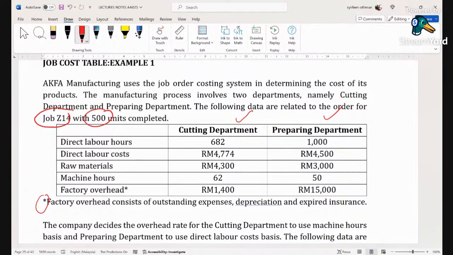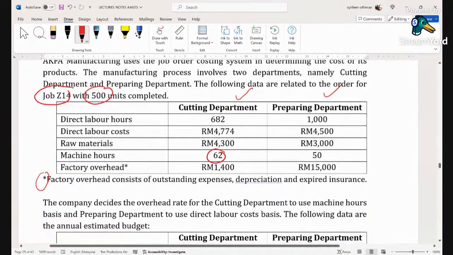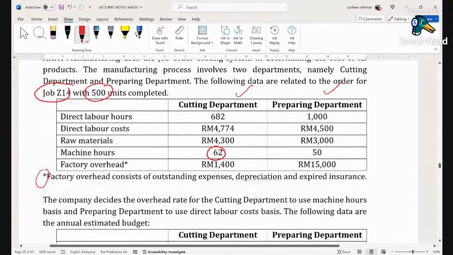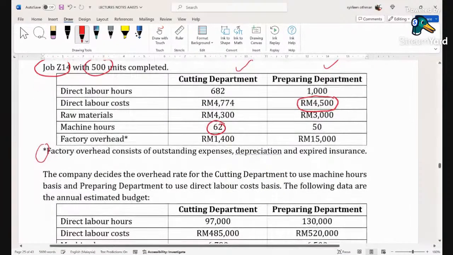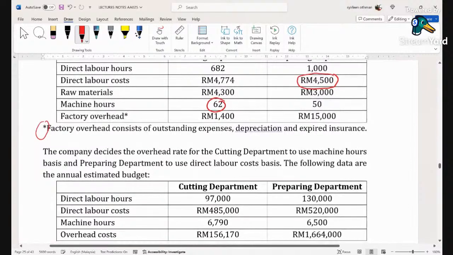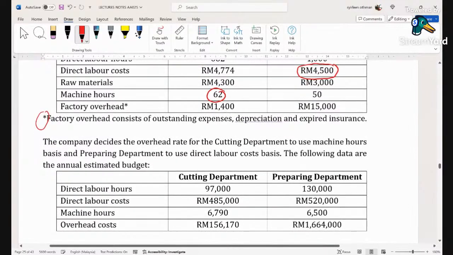Okay, so the company decides the overhead rate for the cutting department to use machine hours. Okay, so cutting department akan guna machine hours as the basis. Okay, and then the preparing department akan guna direct labor cost basis. Okay, so direct labor cost basis untuk preparing department.